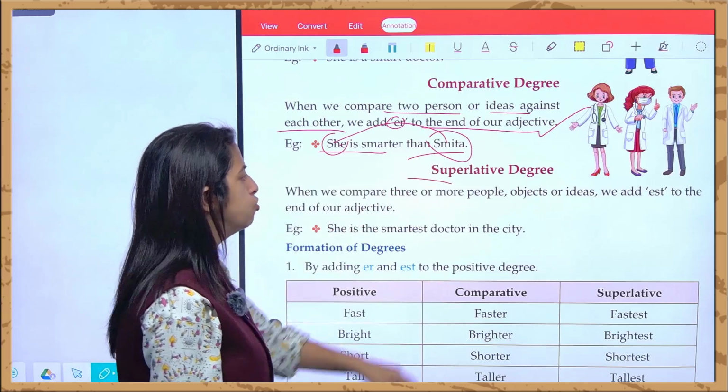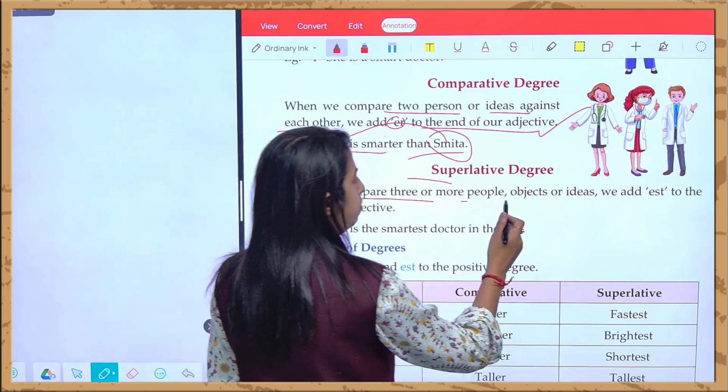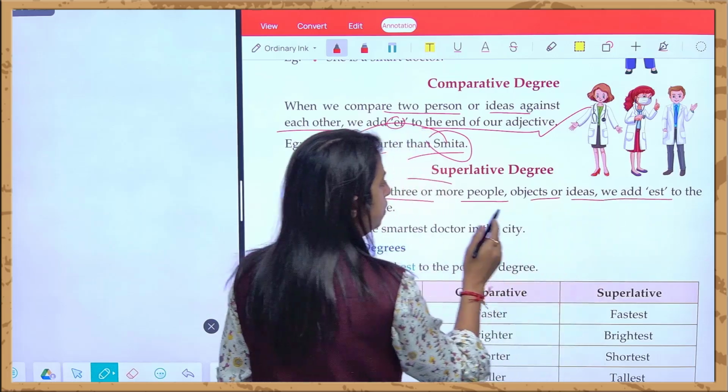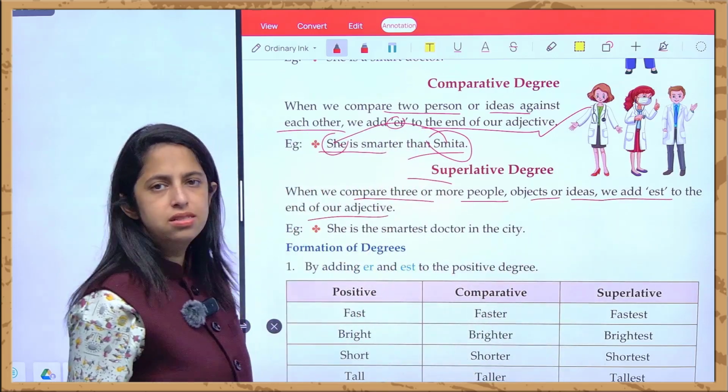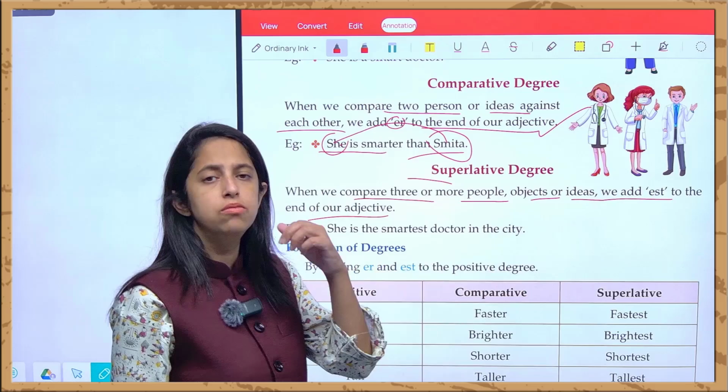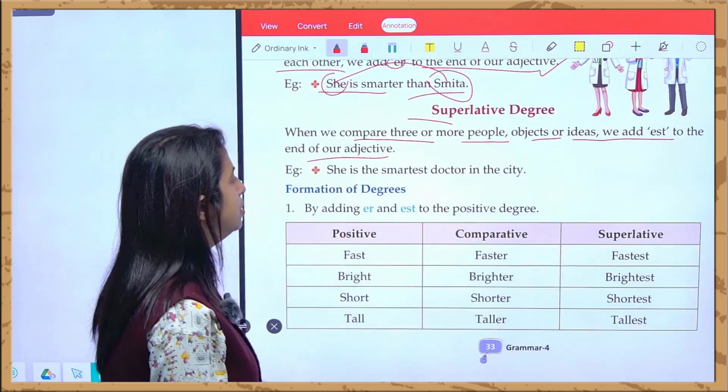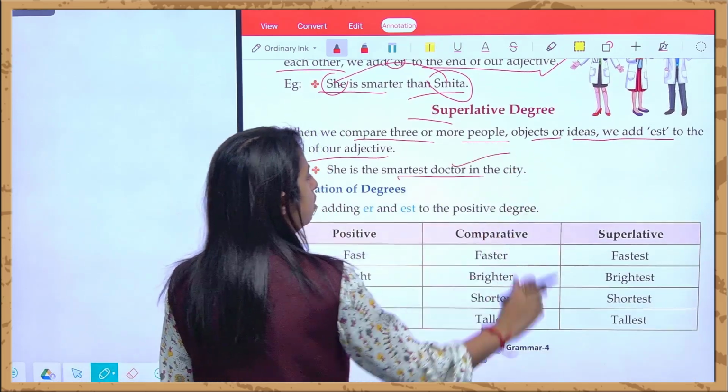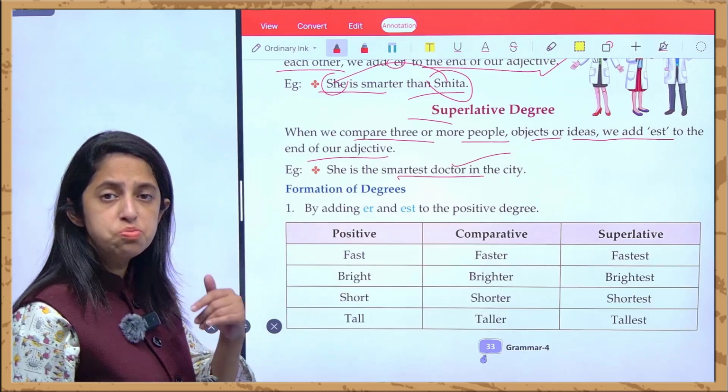Moving on to the next is superlative degree. When we compare three or more persons, people, objects or ideas, we used to add est. est का मतलब क्या होता है? उसमें एकदम superior वाला. जैसे कि she is the smartest doctor in the city. वो डॉक्टर जो है इस सिटी में बहुत ही ज्यादा smartest है.